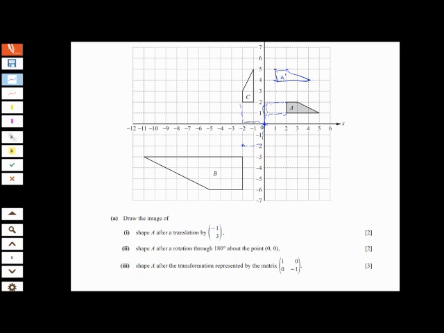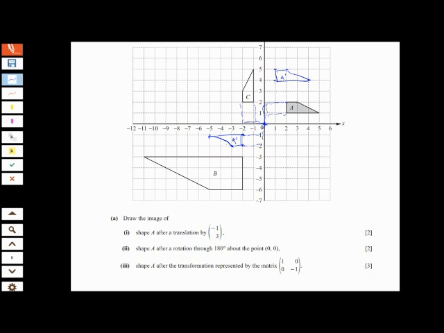Rotate it. It will be something like this. Rotate it again. It's going to be something like this. That's the second point. And so on until you get this shape. Connect the lines, and that's your shape after rotation.